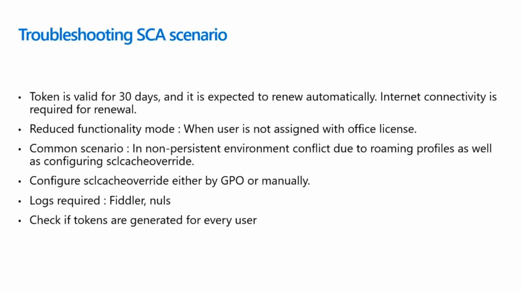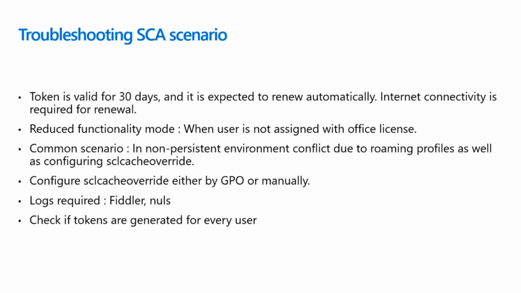Another common scenario in a non-persistent environment is that there could be a conflict between roaming profiles and configuring SCLCacheOverride. Roaming profiles is different from roaming the token. When we are roaming the tokens, we are initializing these tokens to be saved at a particular path and roaming them. When we are using roaming profiles, customers are either using the standard method or some other third-party services in order to roam these profiles itself.